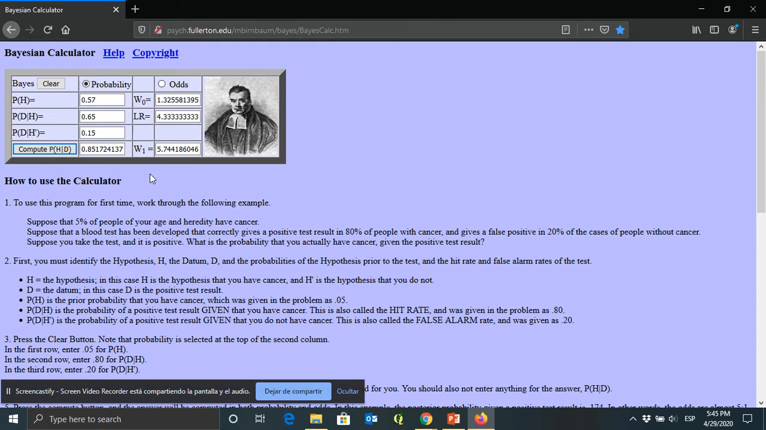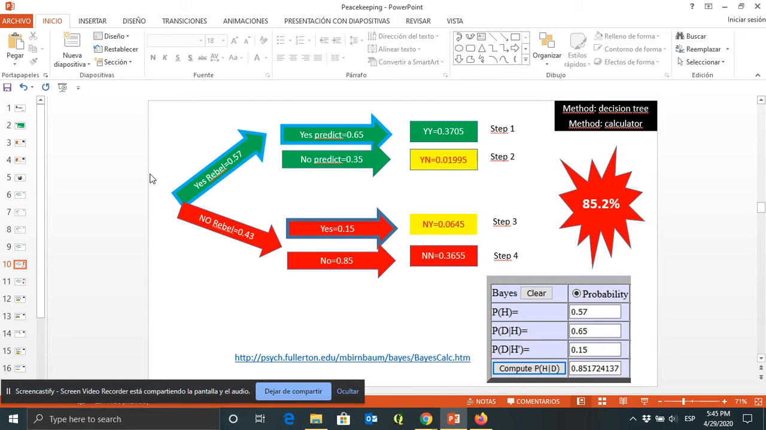Compute, and we get the result we are looking for. This is 0.8517, or 85.2%. The Bayesian calculator can be found in this link, and it's available on the web.